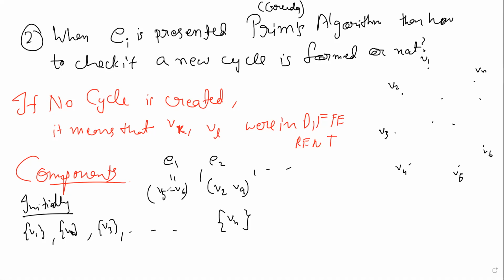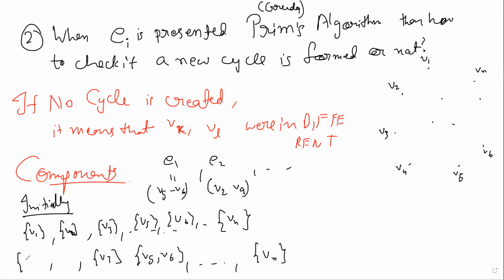So when E1 comes in, what you do is take the union of these two pieces, V5 and V6. Here you have V5, V6 all separate, but when E1 comes in, you combine them. You take the union and keep the rest as they are. You understand what to do, right?